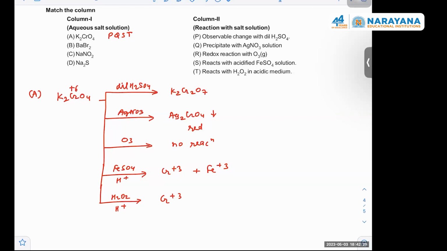Okay, we were on BaBr2. In dilute H2SO4, BaBr2 will form a precipitate of BaSO4, a white precipitate. In the case of AgNO3, the answer will be AgBr. In the case of O3, Br minus will simply undergo conversion into Br2. In acidified FeSO4 solution, again it will form barium sulfate. And with H2O2 and H plus, it will form Br2 again. So mainly the reaction will be of Br minus and Ba plus 2. The observable change with H2SO4 will be BaSO4.